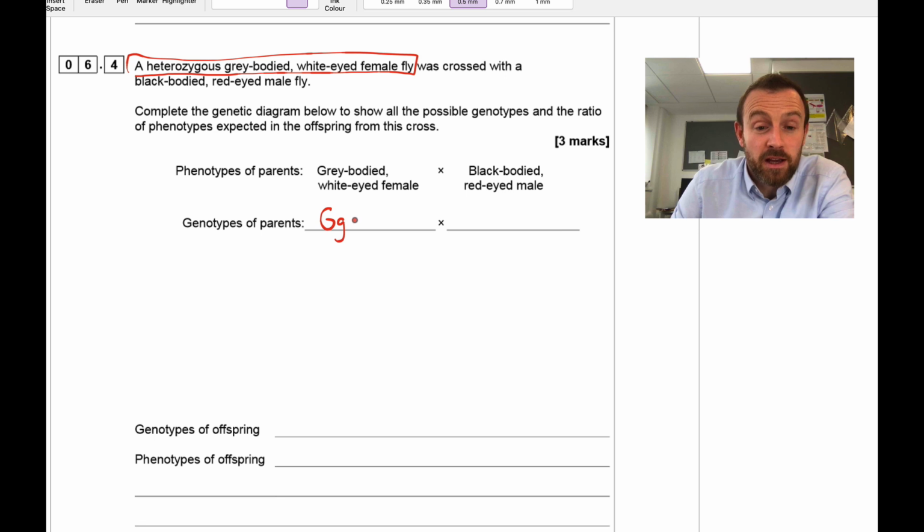White-eyed female fly, so that's X with a little r because it's white. And it is recessive, so it's got to be X^r X^r, like little r, was crossed with a black-bodied, red-eyed male fly. Black-bodied has got to be little g, and it's red-eyed and it's male, so it's got a big X with an R, and because it's male, that other one is a Y.